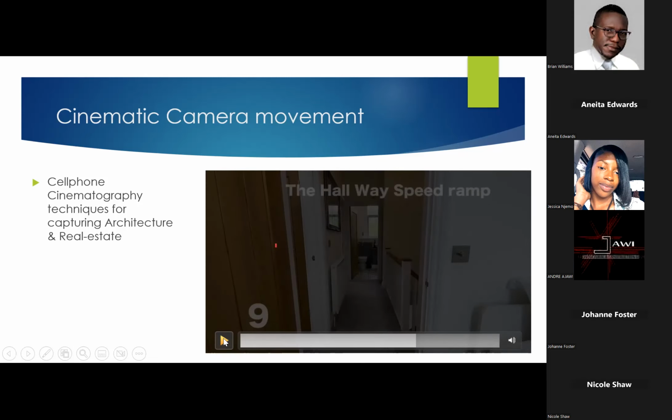Right, so that is simply a pan shot. It's just panning from left to right. That's really all it's doing. It just calls it sliding.